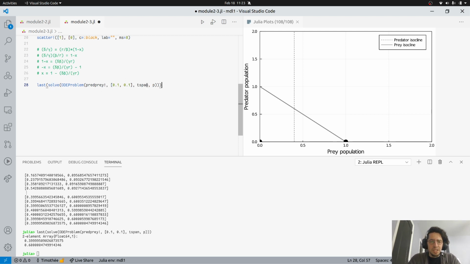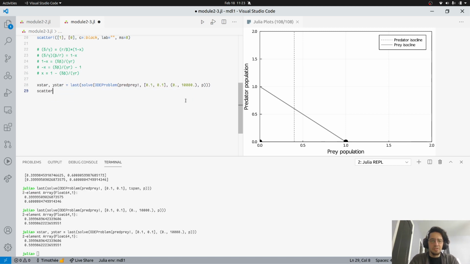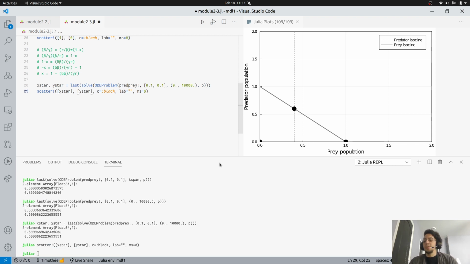So let's take the last one, and let's run that for a little bit longer. It's 0 to 1000. Okay, so it's 0.4 and 0.6. Let's do that x star, y star. And so that is going to be our final equilibrium, which is x star and y star. Okay, so we have 3 points where the system should not be changing.